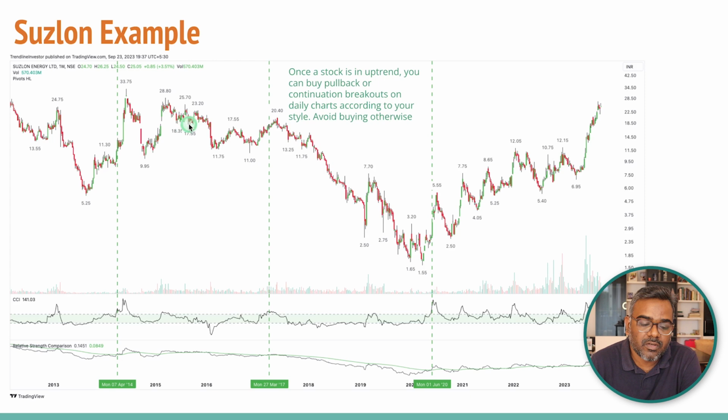The first time the stock closed below the pivot low here, you exit the stock. That's when the stock enters a downtrend. So when the stock closes below the previous pivot low on the weekly charts, that's when the stock enters a downtrend, and that's when you exit.